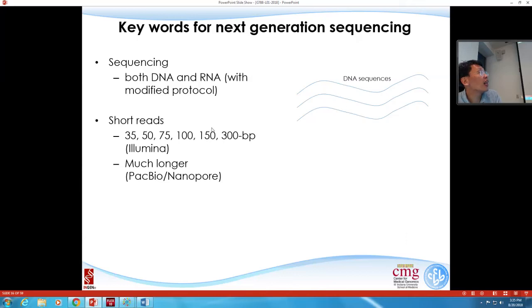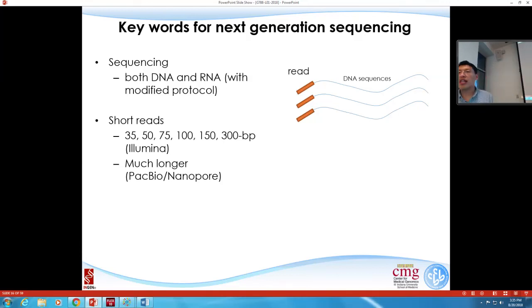The second keyword is short read. This is coming a little bit unexpected. You can imagine a DNA sequence of, say, 2,000 bases. You want to know what the sequence of this DNA is. It's unlike what we imagine, sequencing from the beginning to the end. Rather, because of the technology limitation, for most of the platforms, especially the so-called second generation sequencing technology, it can only sequence the beginning part of it. Depending on the platform, it can sequence anywhere from 35 bases all the way to 300 bases into the DNA. Going further, they cannot do it.